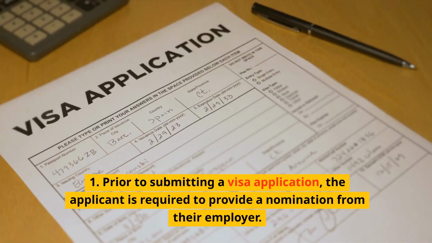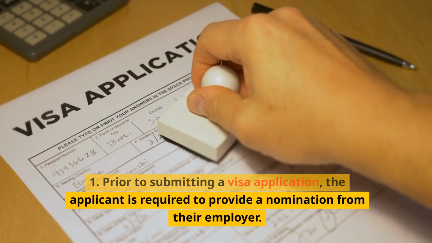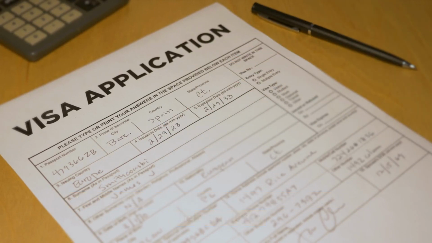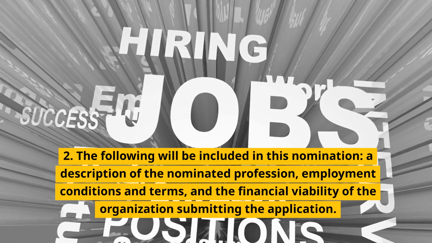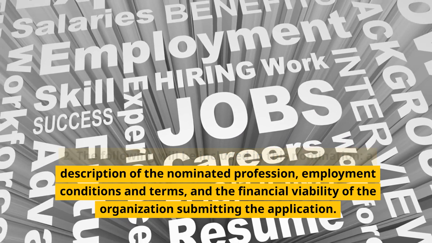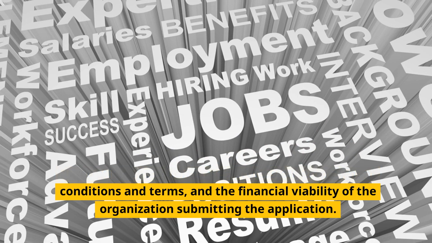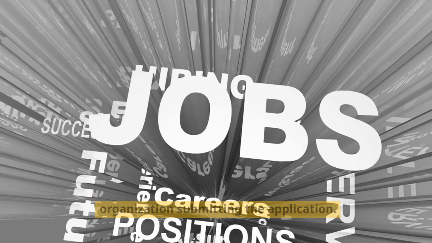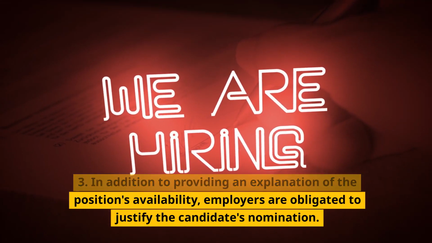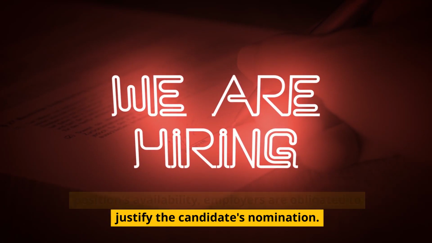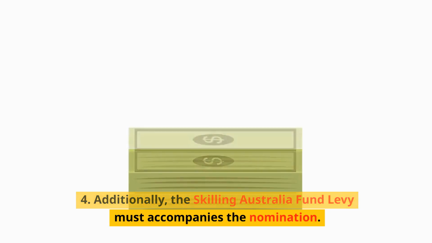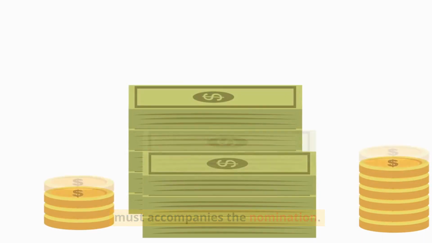How is one to apply? Prior to submitting a visa application, the applicant is required to provide a nomination from their employer. The following will be included in this nomination: a description of the nominated profession, employment conditions and terms, and the financial viability of the organization submitting the application. In addition to providing an explanation of the position's availability, employers are obligated to justify the candidate's nomination. Additionally, the Skilling Australia Fund levy must accompany the nomination.